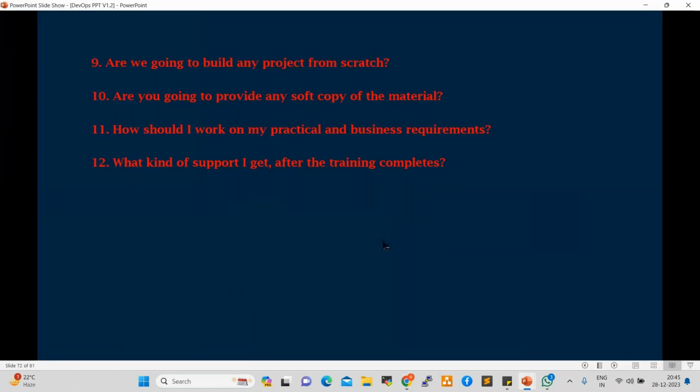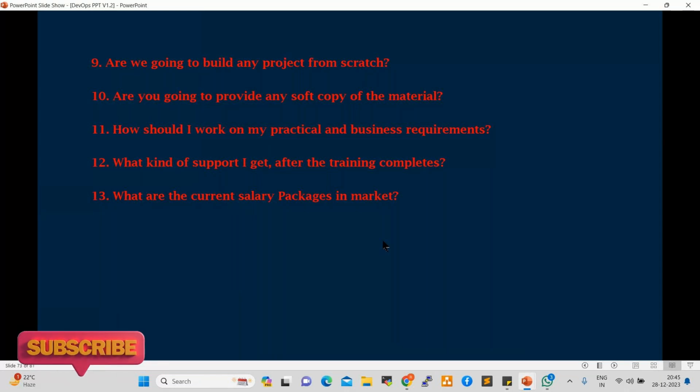Next question here is, what are the current salary packages in the market? This is very important, and this is the last question. Currently salaries are very good. If you compare with developers and testers, DevOps salaries are very good. Normally, for developers, testers, and admins, the ratio on average is 1:2.